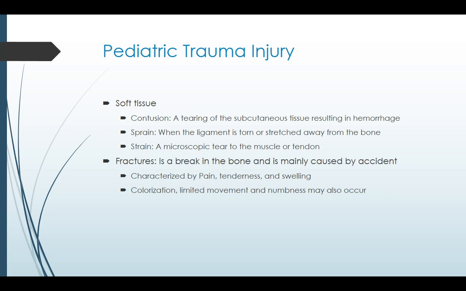A soft tissue contusion is the tearing of the subcutaneous tissue, resulting in a hemorrhage. A sprain is when the ligament is torn or stretched away from the bone, and a strain is a microscopic tear of the muscle or tendon. A fracture is a break in the bone and is mainly caused by accident. Characteristics are pain, tenderness, and swelling. Coloration is usually a little bit off.